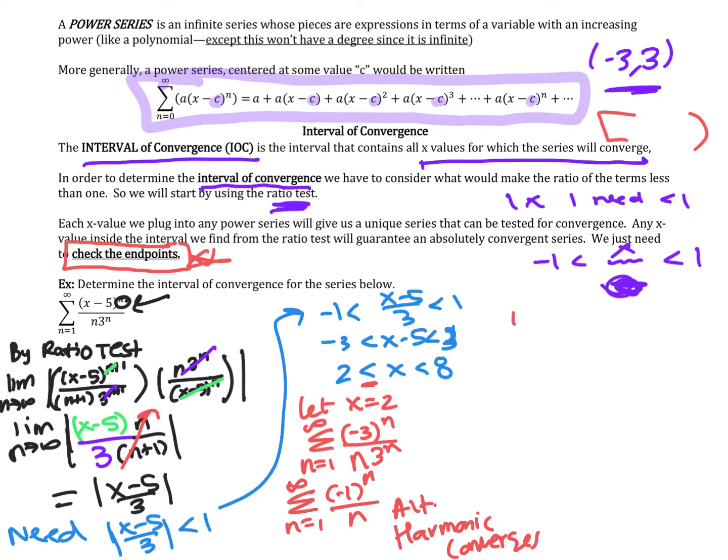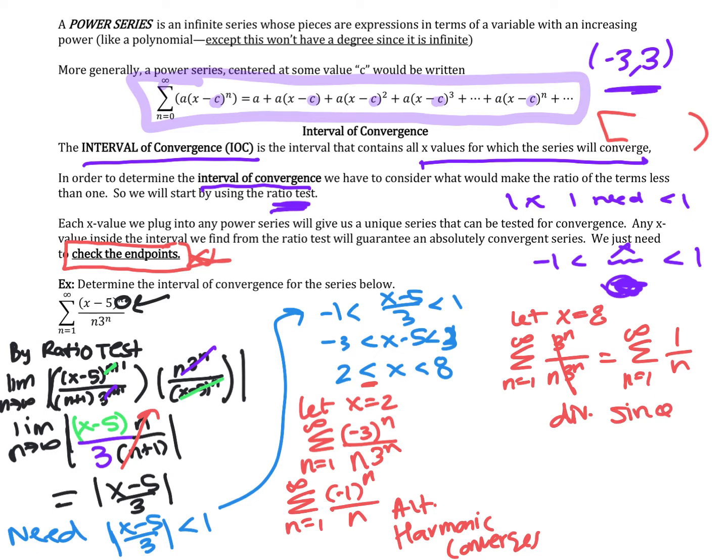Well, now let's consider our other option. Let's let x equal 8. So then we would have the sum from n equals 1 to infinity. 8 minus 5 is going to be 3, so 3 to the n over n times 3 to the n. That's going to simplify. This is the sum from n equals 1 to infinity of 1 over n, which diverges since it's harmonic.